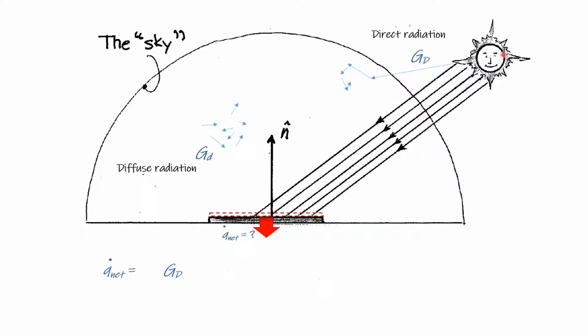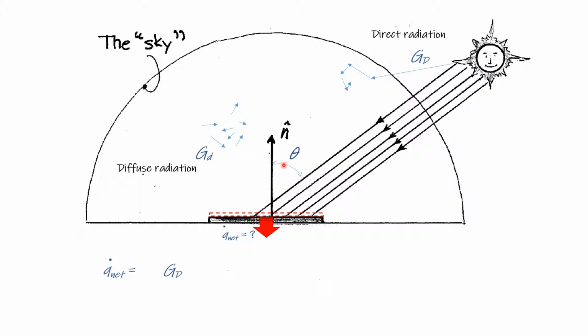Notice where the sun is, okay? If the sun were over here, wouldn't that be better? If the sun were over here, that'd be a lot worse, right? Because the direct stuff coming from the sun doesn't see that surface. So I have to modify that G capital D by multiplying it by the cosine of theta, the angle the normal to the surface makes with the sun itself.